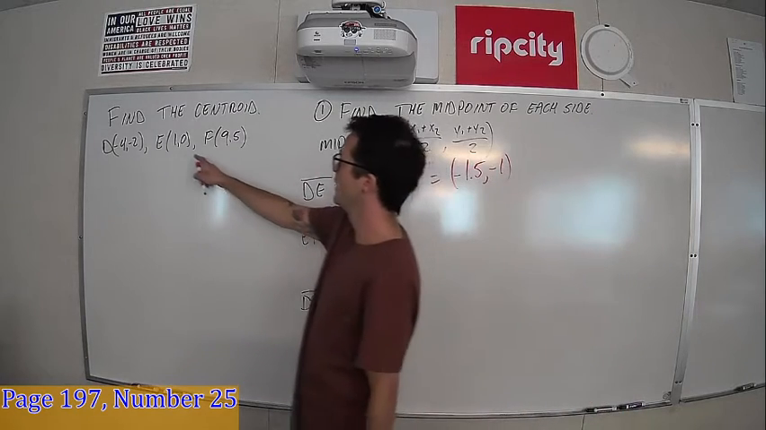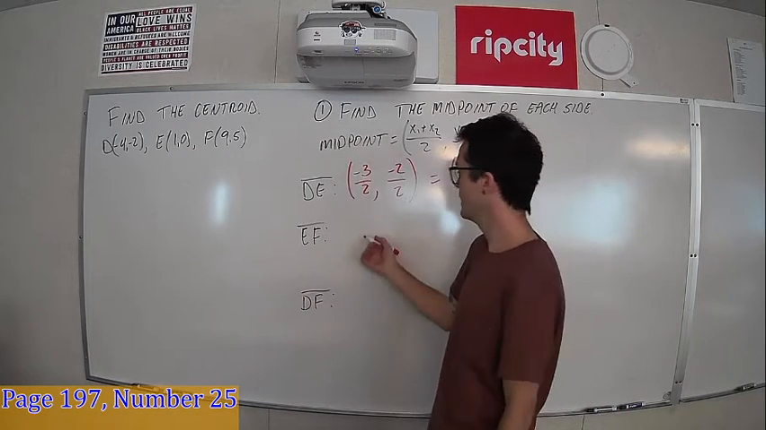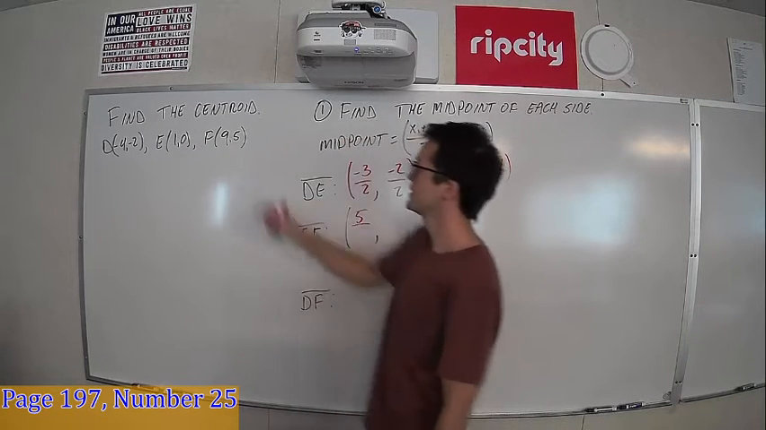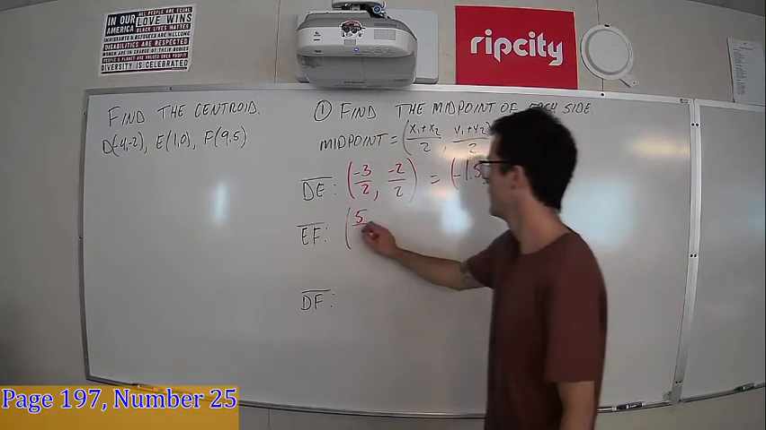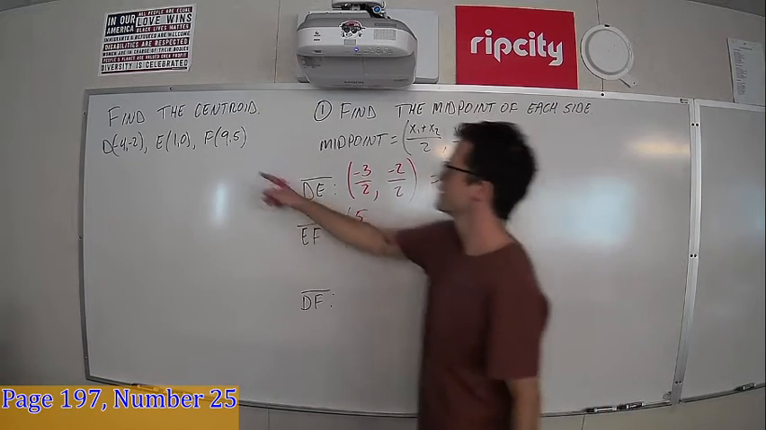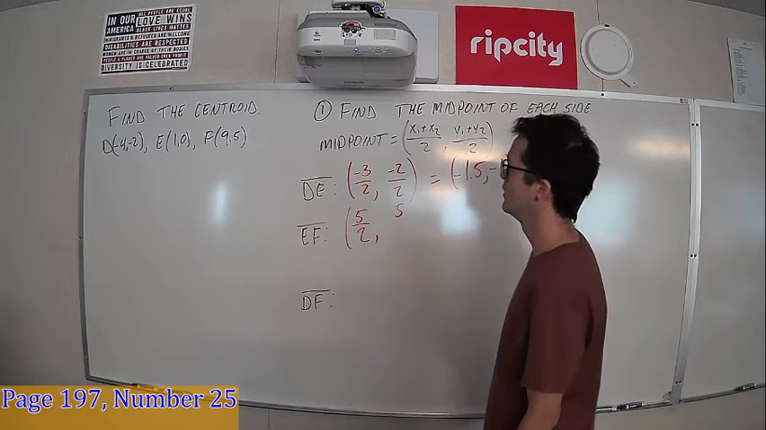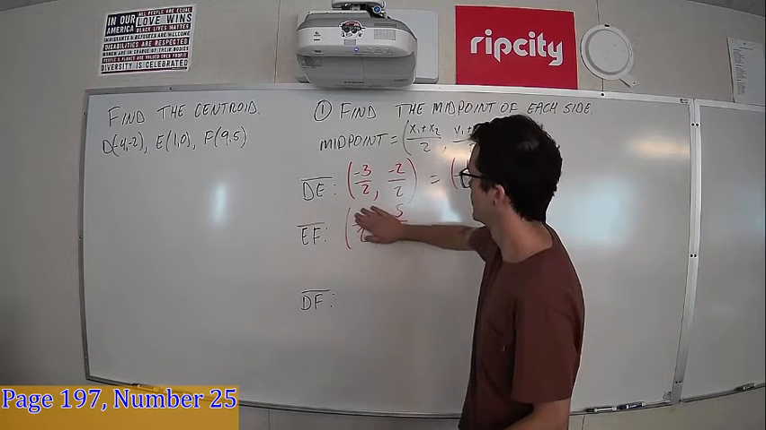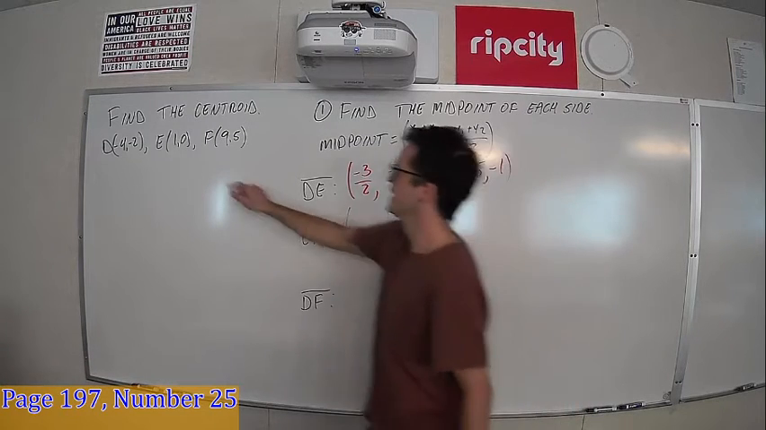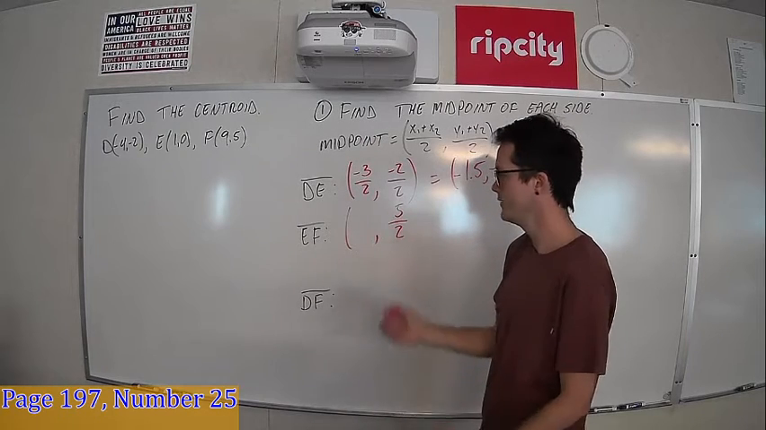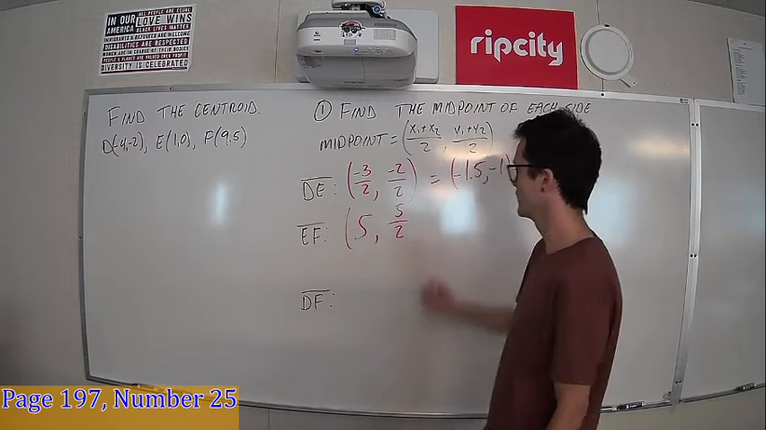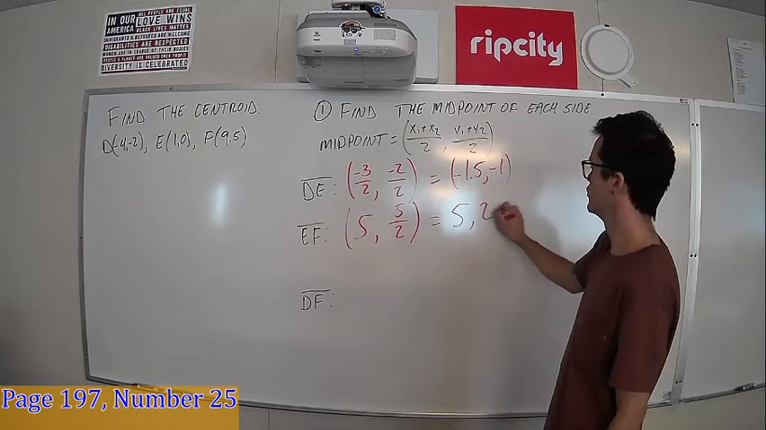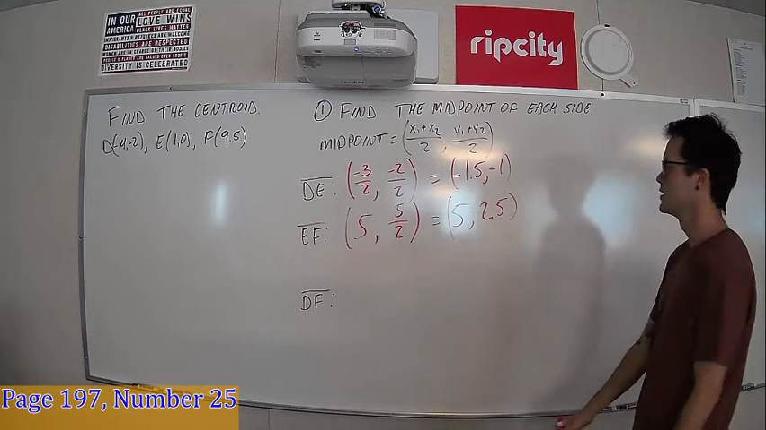Okay, same thing with EF. Add the x coordinates together. 1 plus 9, that's 10. 10 divided by 2 is 5. Oh, sorry, I made a mistake on the way through. The x-coordinate is 10 over 2, which is 5. Now the y's, 0 plus 5 is 5 over 2. Sorry for that confusion. I'm going to rewrite that as 5, 2.5. So now we have 2 of our midpoints.